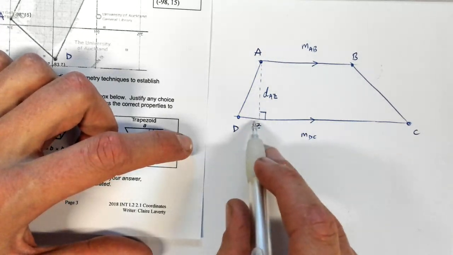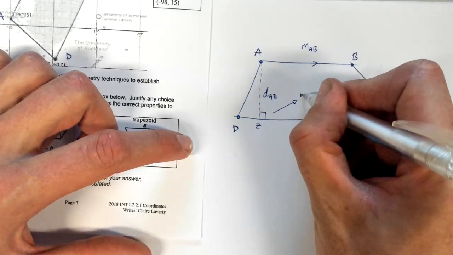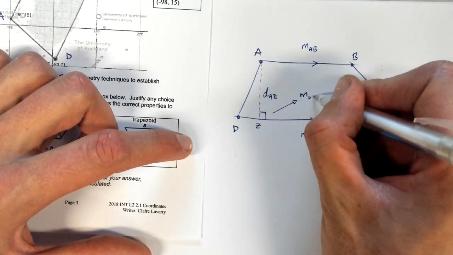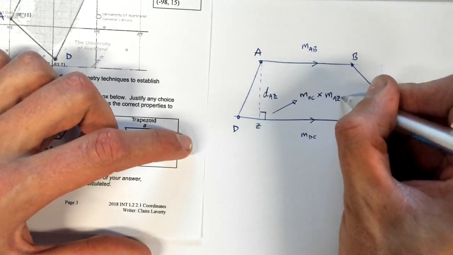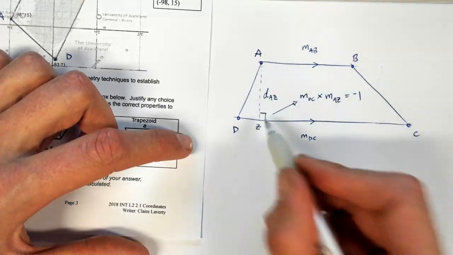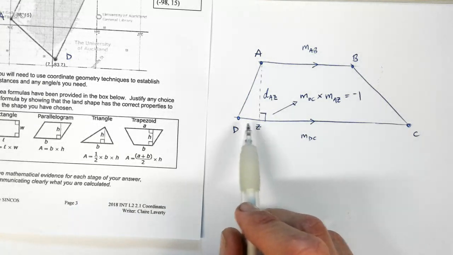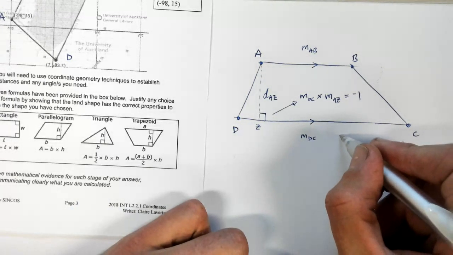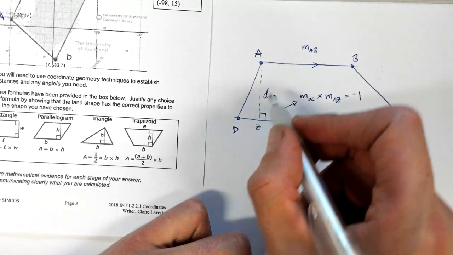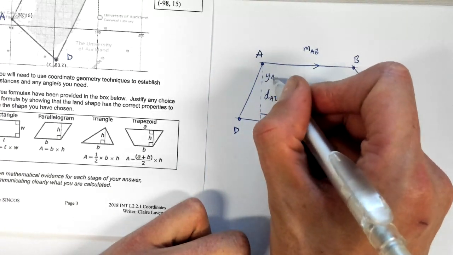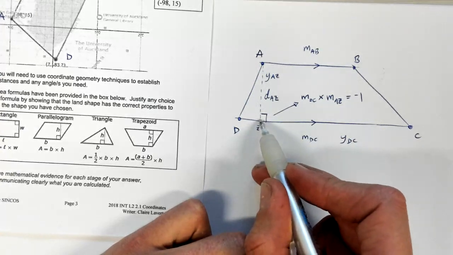So this here, we could say that the gradient of DC, when multiplied by the gradient of AZ, is going to get us -1, because they are perpendicular. This is the information I'm going to need. In fact, to find out where the point Z is, we're also going to have to find the equation of the line DC, and the equation of the line AZ. And then we're going to have to put these equal to each other to find out where the point Z is.